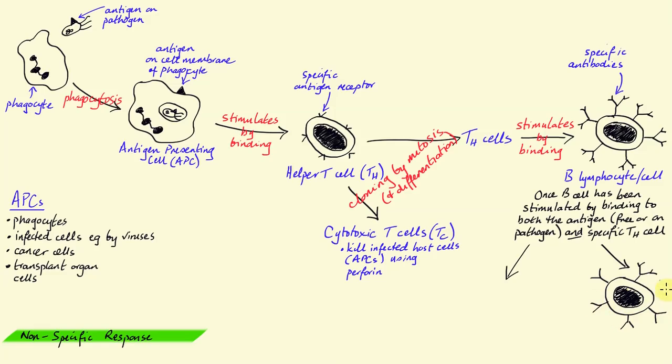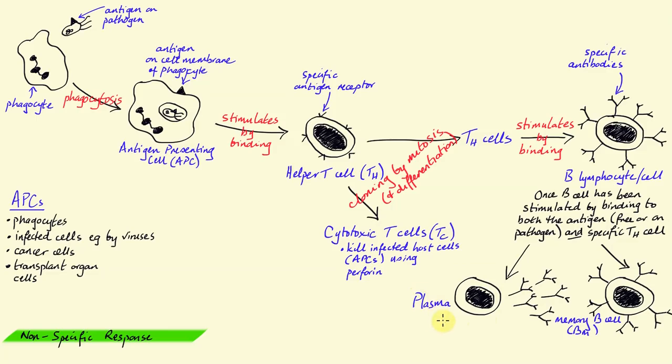with the specific antibody on its cell surface membrane, and importantly, the memory B cells stay in the blood. They're the only thing that stays in the blood, and they bring about immunity. And the stimulated B cell also clones and differentiates into the plasma cell, which secretes the specific antibody. And the antibodies bring about the destruction of the pathogen, or they neutralize the toxin and act as antitoxins.